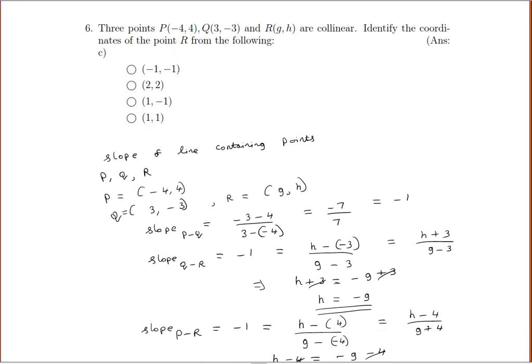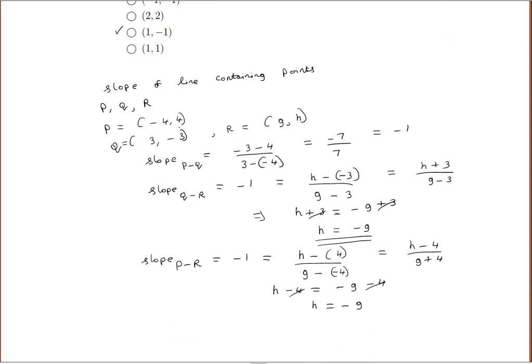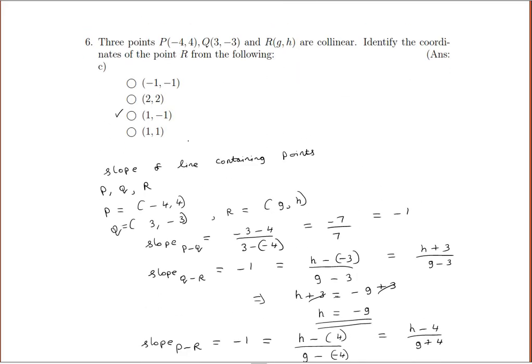So minus 1 and minus 1 are equal in value but same in sign. 2 and 2 are equal in value but same sign. 1 and minus 1 are equal in value but opposite in sign. So this must be the correct answer. And option D, same value but same sign. So option C can represent point R.